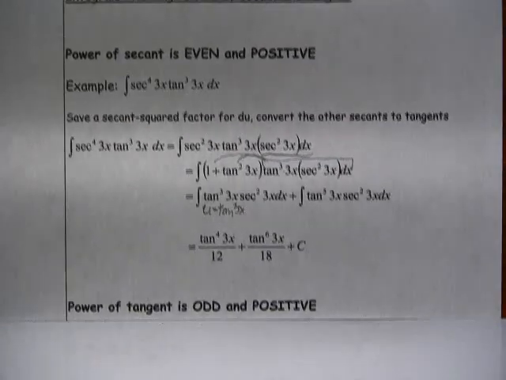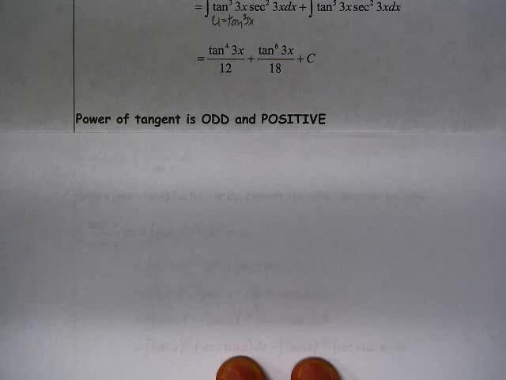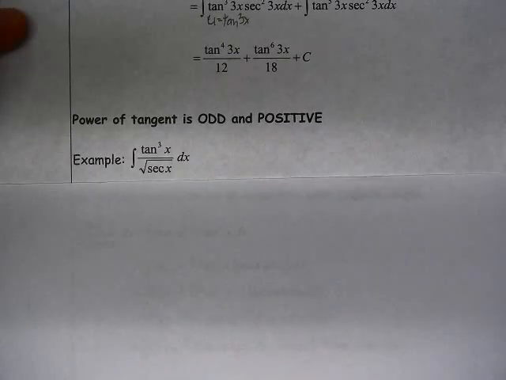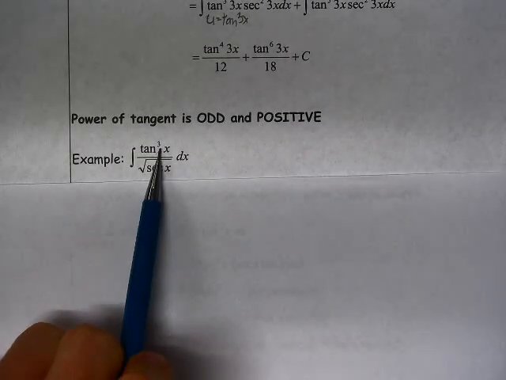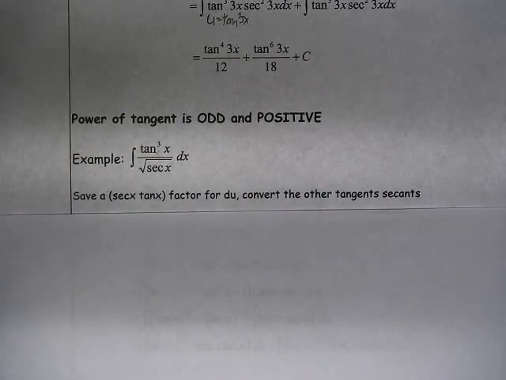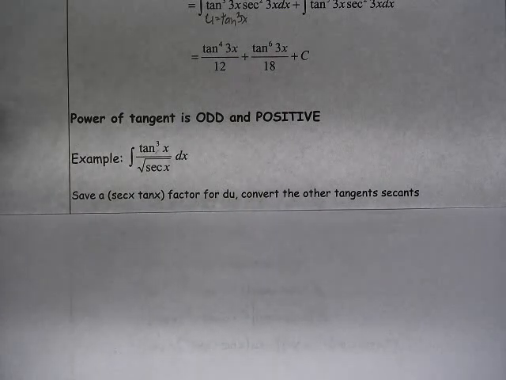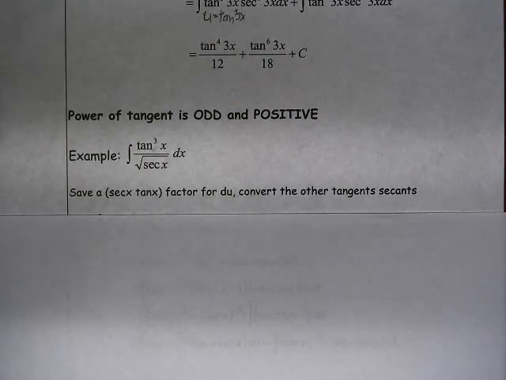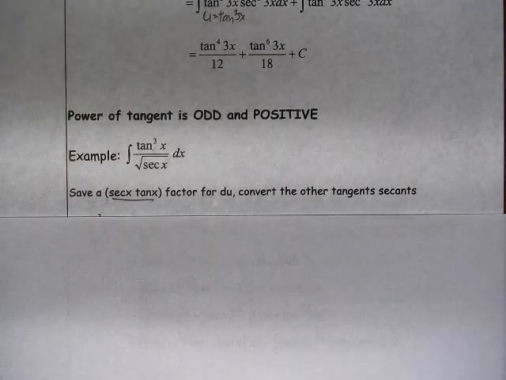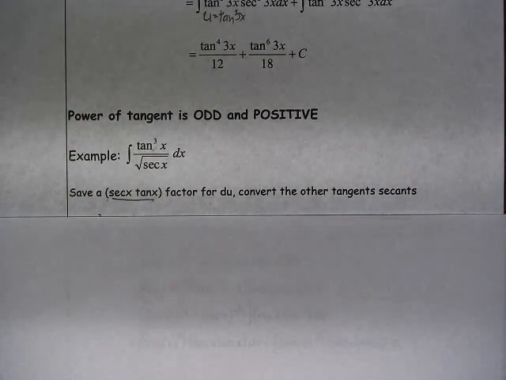All right, now let's look at an example where the power of the tangent is odd and positive. Here's one where we have an odd positive power of tangent, and the approach here is that I want to work toward using u equals secant of x. So I need to save a secant x tangent x for the du.